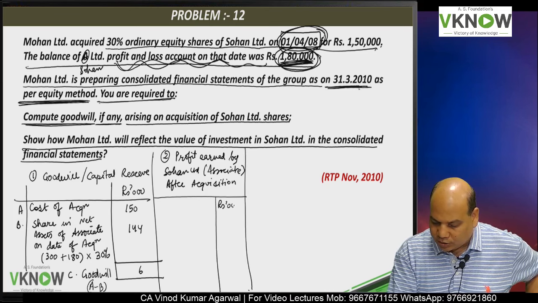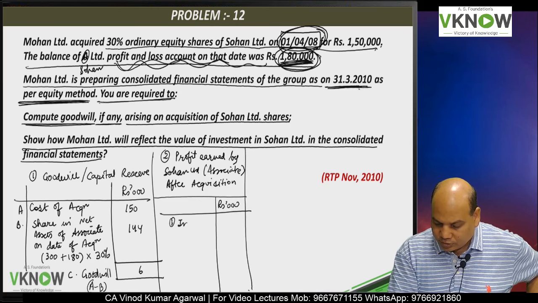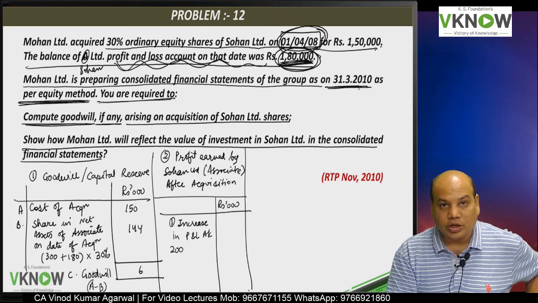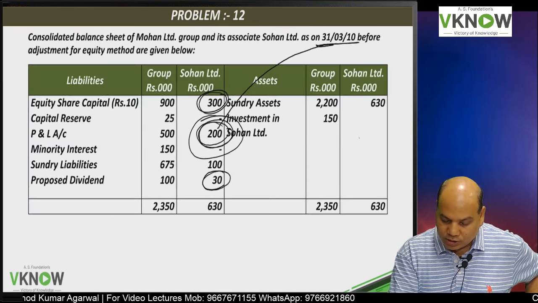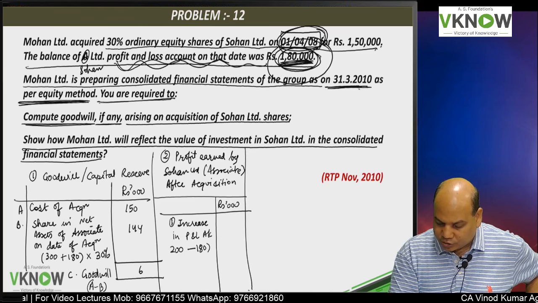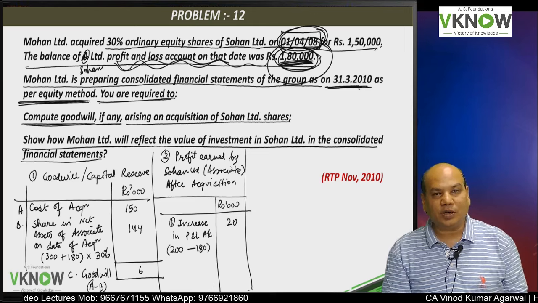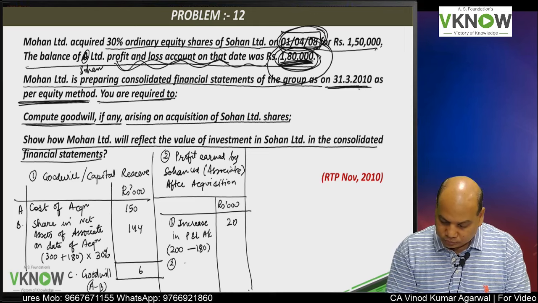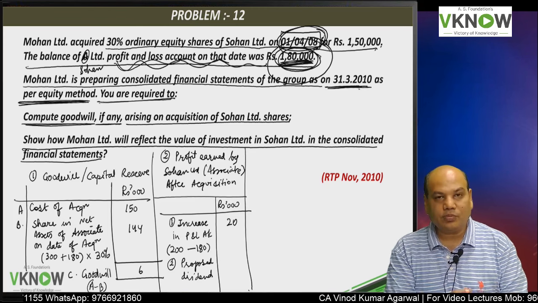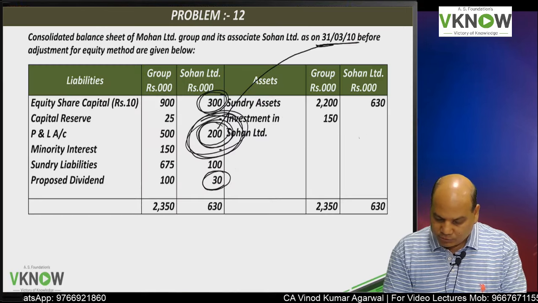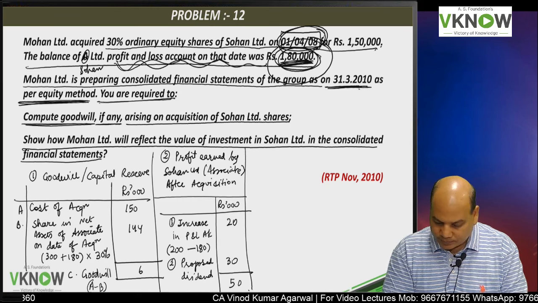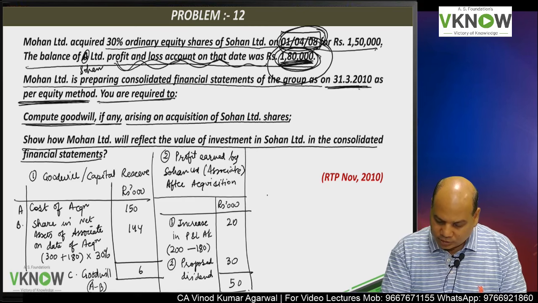In one earlier problem also we had done, we'll have to first write increase in P&L account balance, which is right now 200 in the balance sheet. You can see 200 here. I am going to circle it, 200. And now it was opening balance was 180 on the date of acquisition. Post acquisition increase in P&L account is 20. Point number 2, proposed dividend, because that is also debited from P&L account and credited to proposed dividend. So how much is proposed dividend? This 30. So my profit for the year is 50.